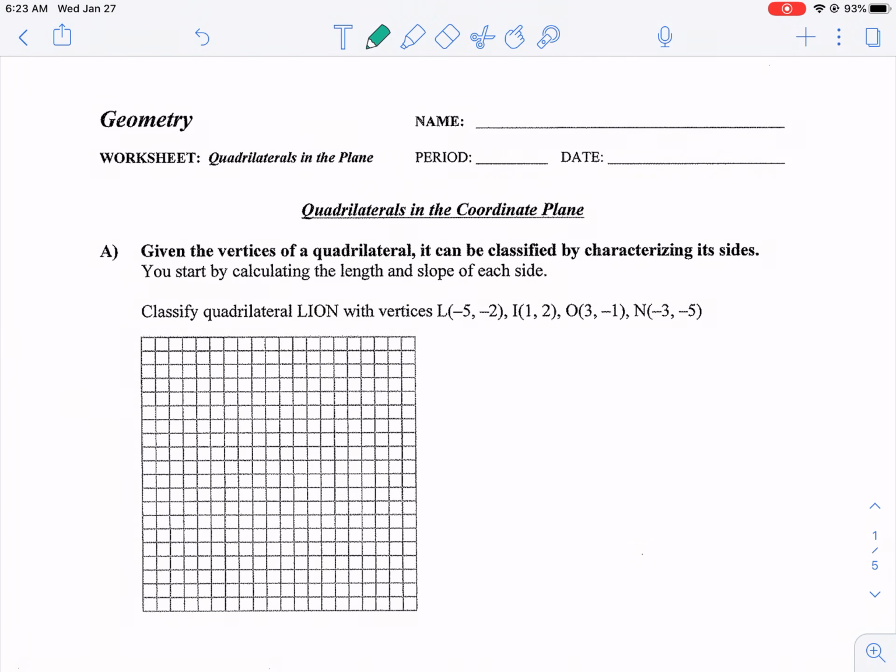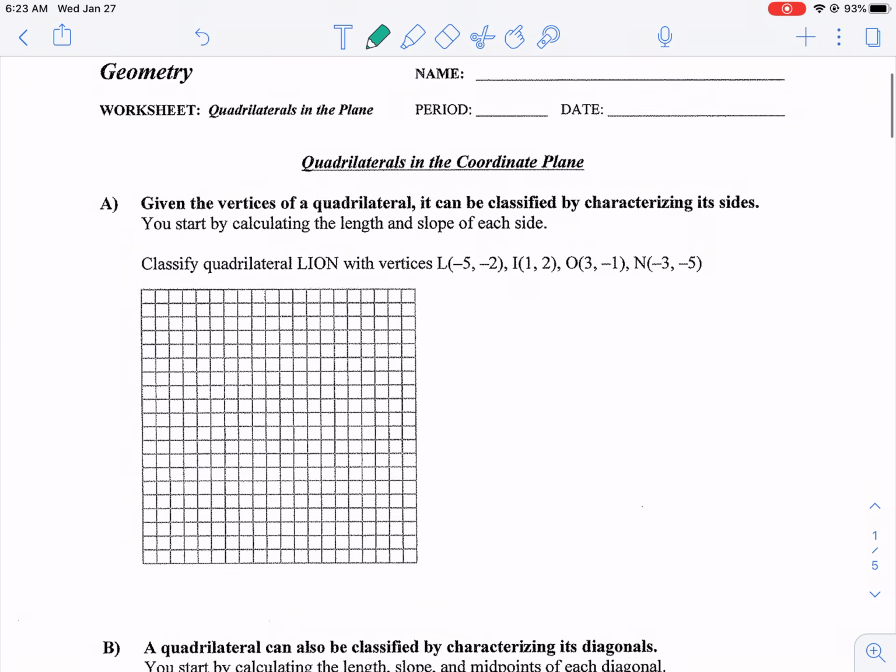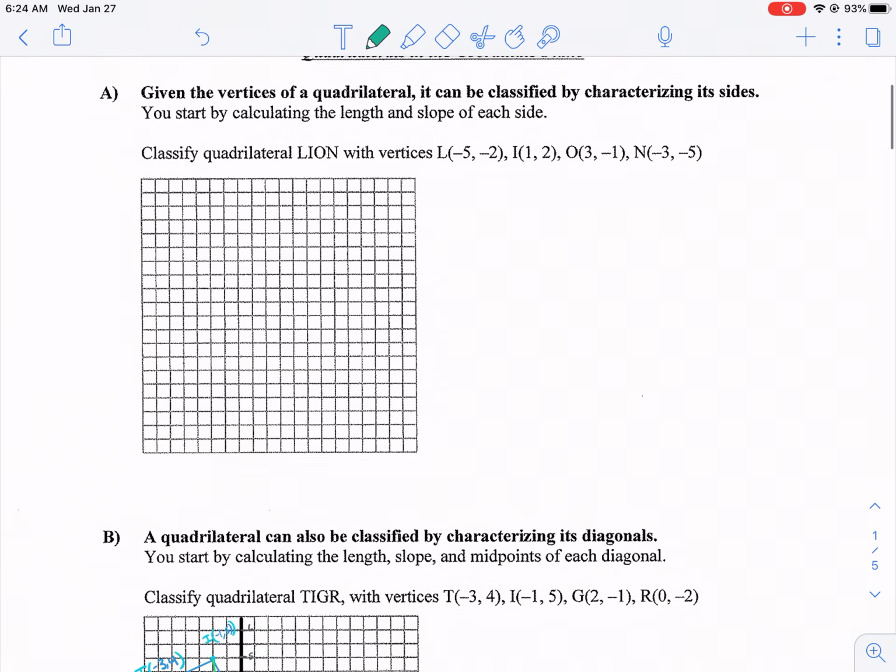Welcome to another Kuta worksheet tutorial for geometry. This time we're doing quadrilaterals in the plane. It should say coordinate plane, but it just says in the plane. So we're going to jump right into this. I suggest watching some of my other videos because I'm going to be going quick just so I can cover a lot of material.